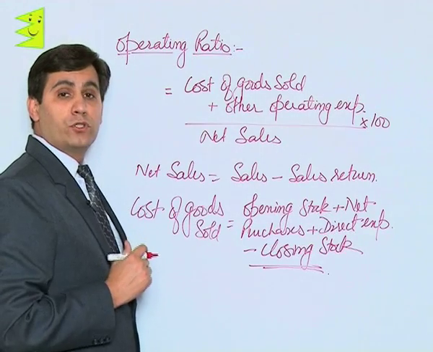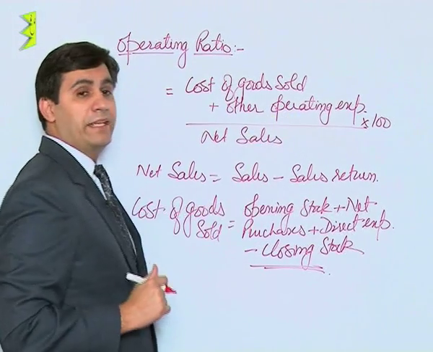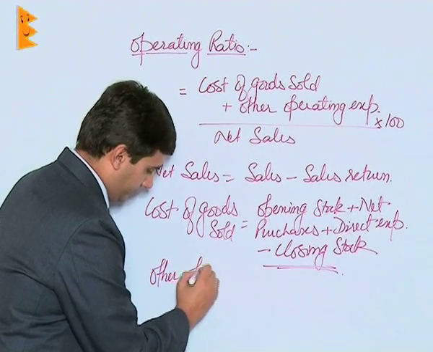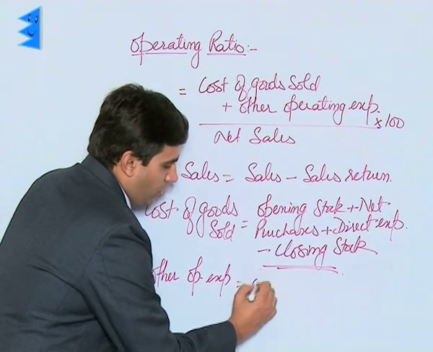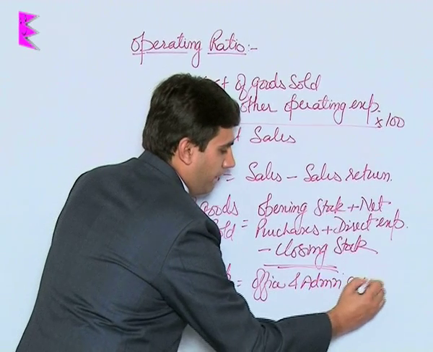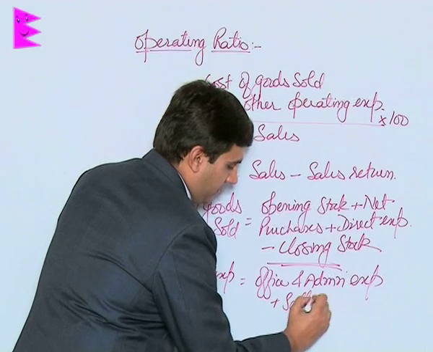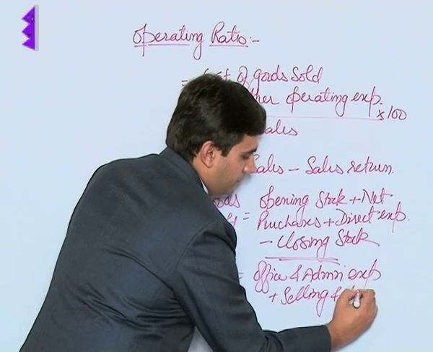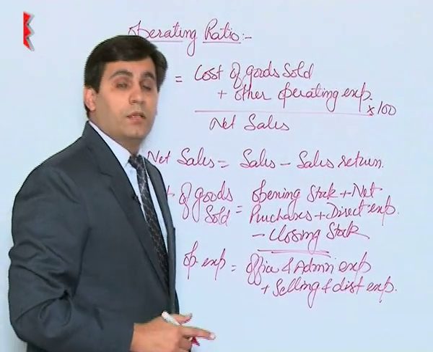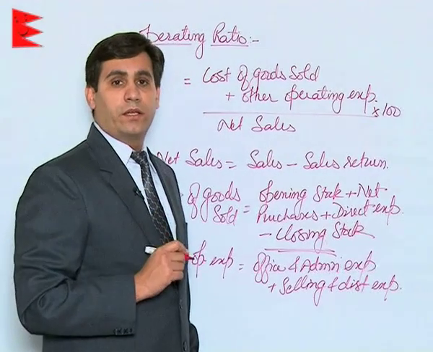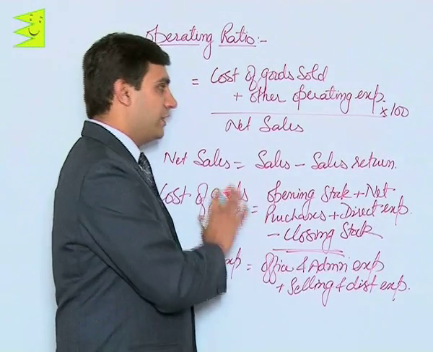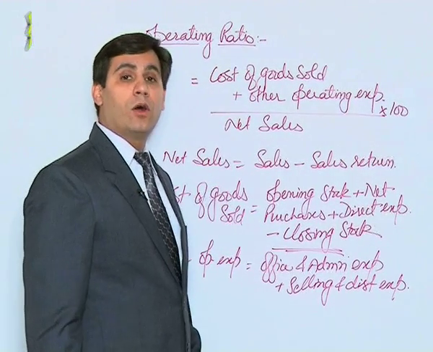Once we have calculated cost of goods sold, then the other part includes other operating expenses. Remember, other operating expenses include office and administration expenses, selling and distribution expenses, and any other expense which is of regular nature. Remember carefully that interest is not considered to be an operating expense. So once we have calculated all this, we can put it in the formula and calculate operating ratio.